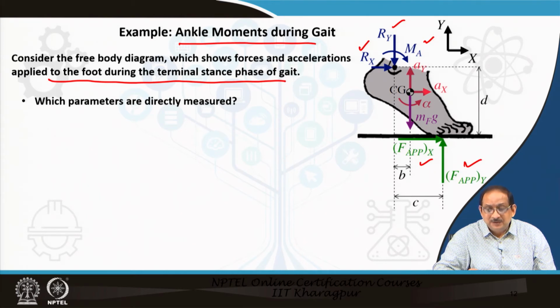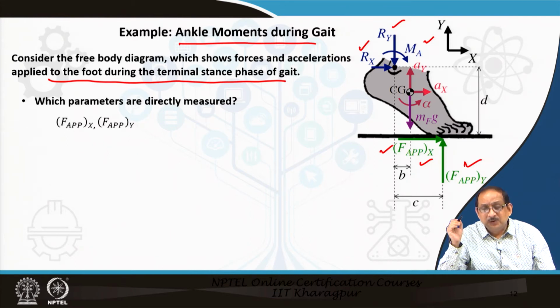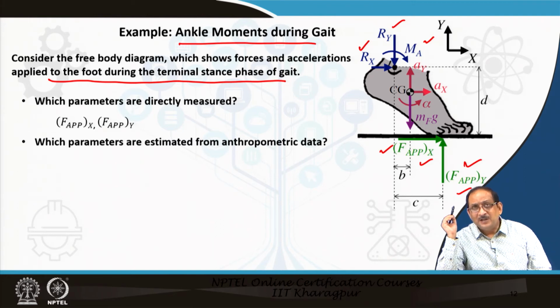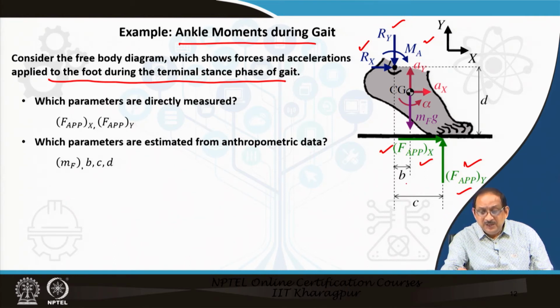The answer is, of course, the horizontal and vertical components of the ground reaction force as indicated in the figure. The next question is, which parameters are estimated from the anthropometric data? Of course, these are mass and inertial properties. So, mass of the foot segment and the lengths B, C and D.